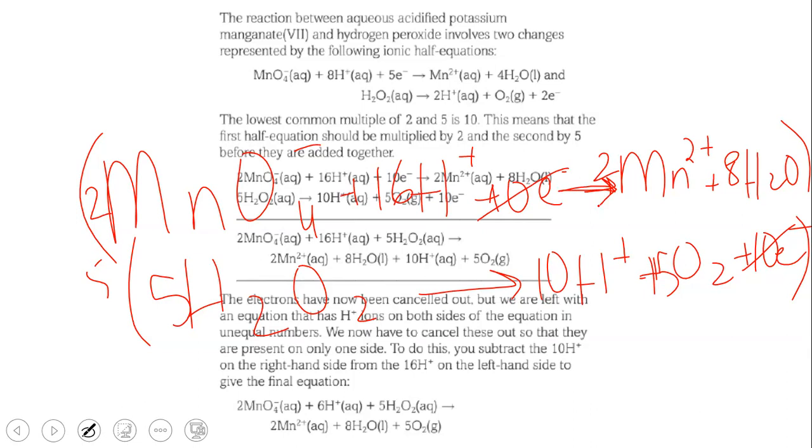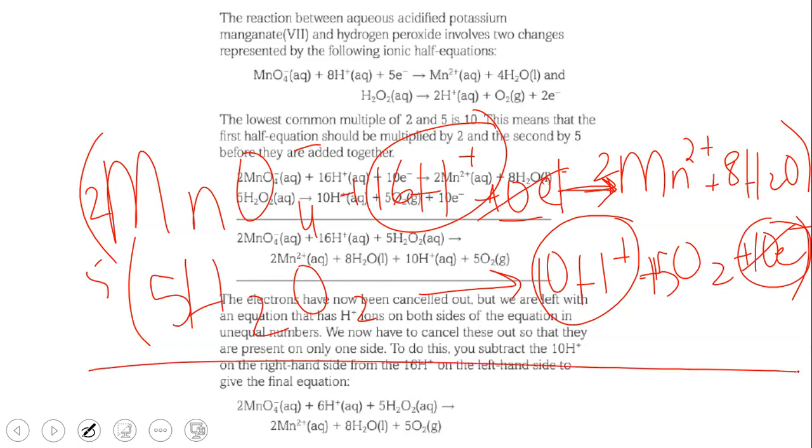The H plus ions. Over here, you have 16 H plus ions, and over here, you have 10 H plus ions. So you can also cancel them out. When you are talking about cancellations, they have to be on opposite sides of the arrow. For example, the 10 electrons at the top are before the arrow. The 10 electrons at the bottom are after the arrow. So since they are on opposite sides of the reaction, you can cancel them out. Hydrogen ions in this particular situation are also on opposite sides of the equation, so you can also cancel them out.